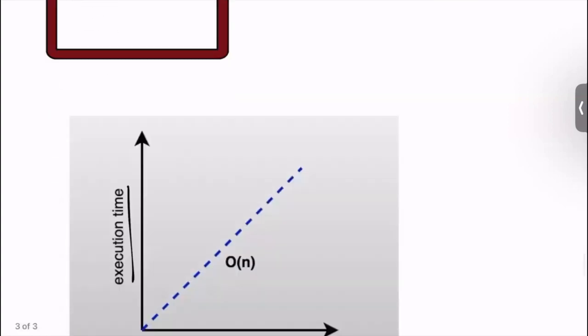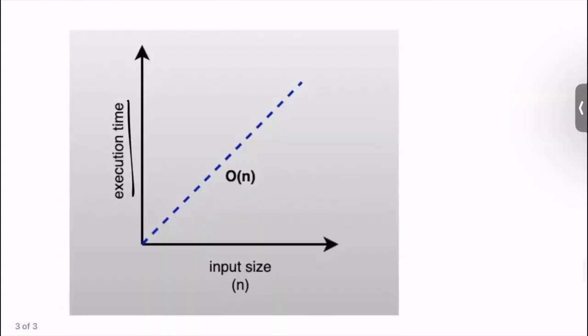So that leads to our proper definition, whereas O(n) is linear time complexity, which means that the number of operations required to complete a task grows linearly with the size of the input. So the runtime of our operations increases linearly or proportionally with the size of our input n.